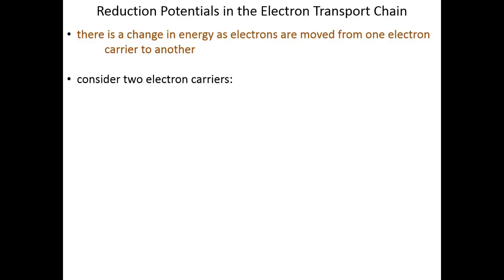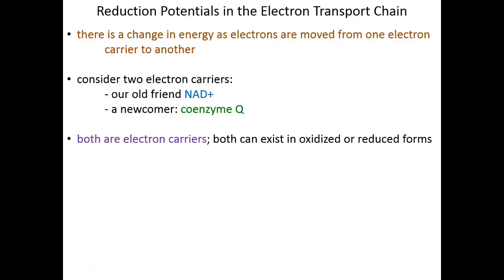So no surprise there. Let's actually consider two electron carriers, our old friend NAD+, and a newcomer that will become an old friend as well, coenzyme Q. Two electron carriers like FAD, NAD, some of the others we've discussed. Things that can be reduced and things that can be oxidized. So since these are electron carriers, they can indeed exist in oxidized or reduced forms.